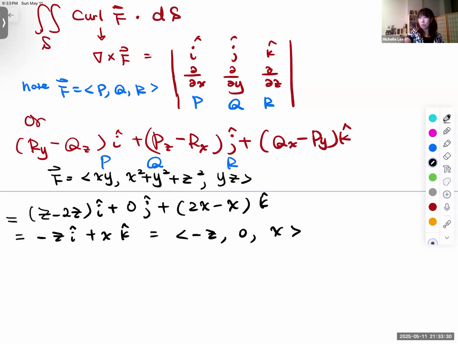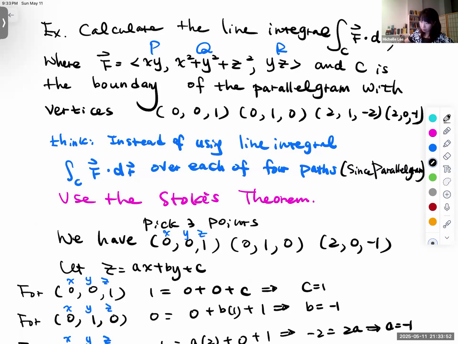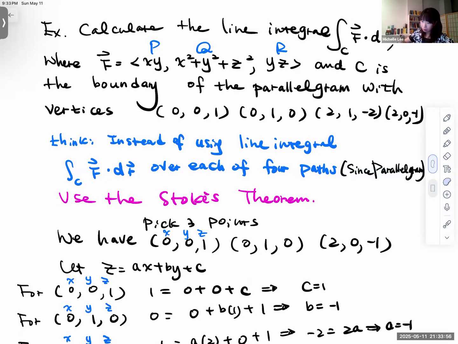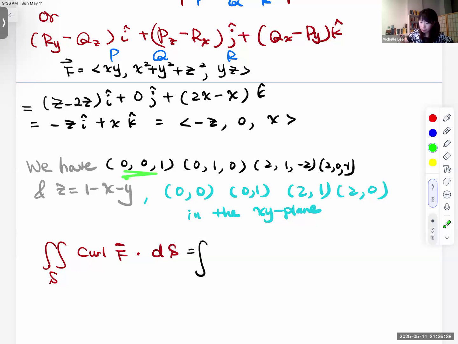All right. Now what we do, let's find out limit first. After that, we are looking for tangent vector. Yeah. All right. So let's find out limit. So we have the point from parallelogram, right? Okay. So we had triple pairs. Sounds a little bit weird. Okay, so we had 0, 0, 1, 0, 1, 0, 2, 1, negative 2, 2, 0, negative 1.